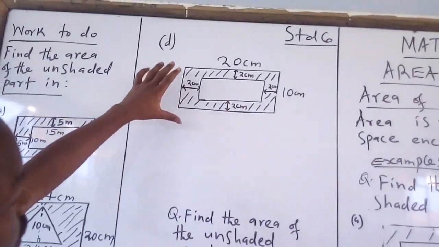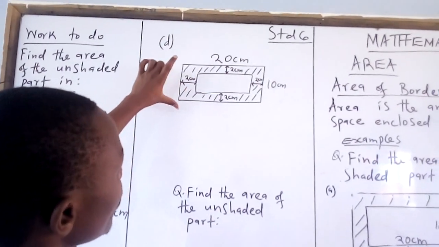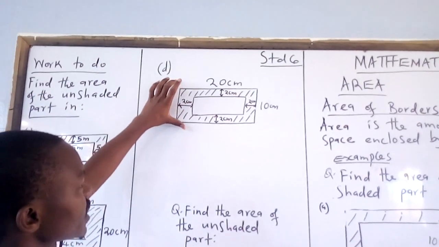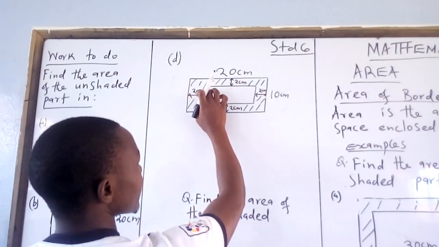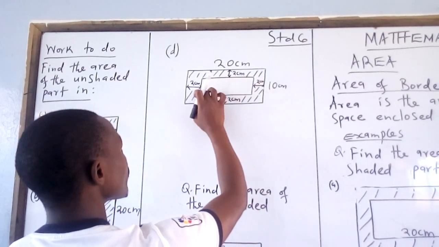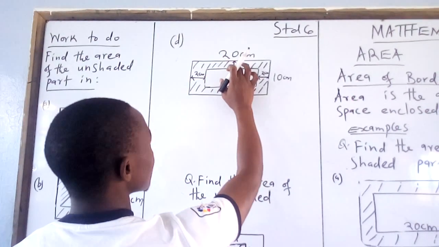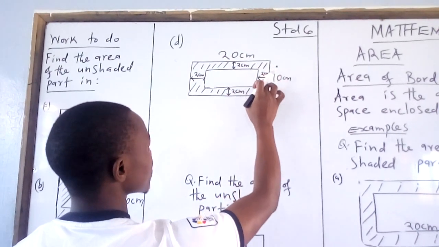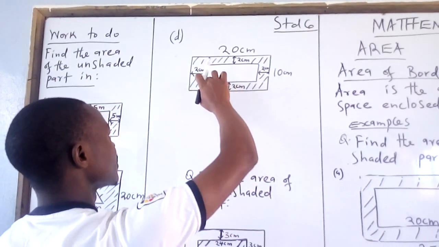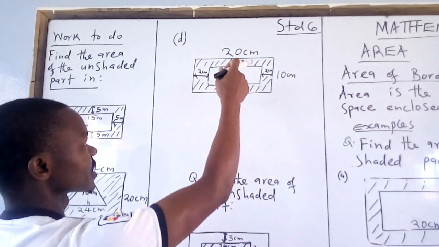We have here another rectangle. We've been told to find the area of the shaded part. But when we look at this, the inner rectangle here, we do not know the dimensions. But we've been given the margin. From here to here is 2 centimeters, from here to here is 2 centimeters, from here to here is 2 centimeters, from here to here is 2 centimeters. All round, the margin is 2 centimeters.